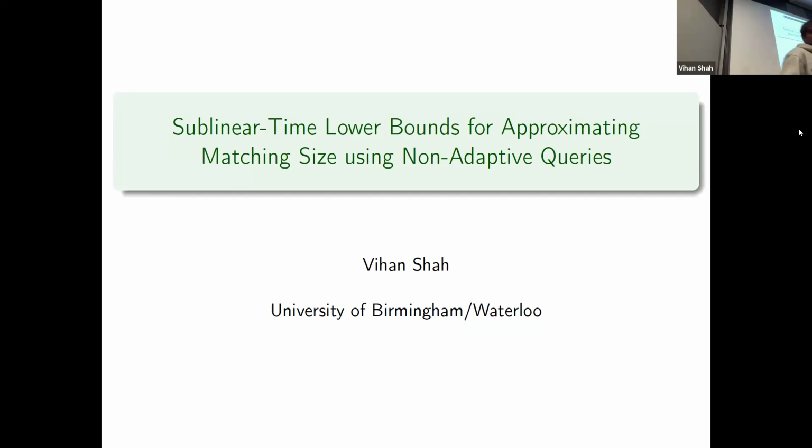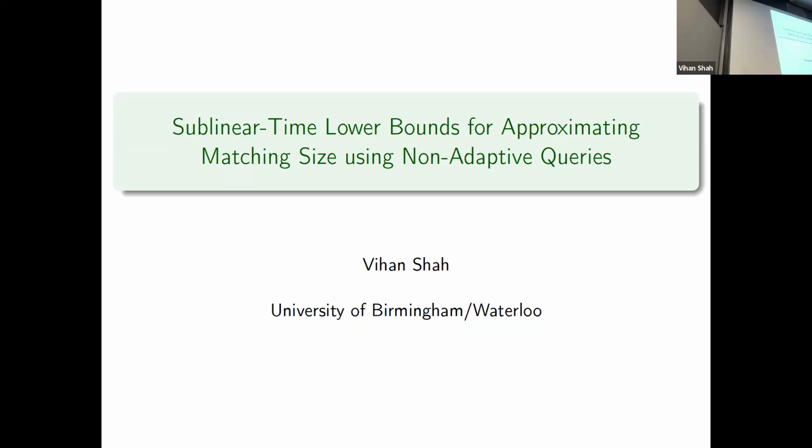I'll be talking about a sublinear time algorithm and lower bounds for matching size in the non-adaptive query model. I'm currently a postdoc at Birmingham, for people who don't know, but this work was done when I was at Waterloo.